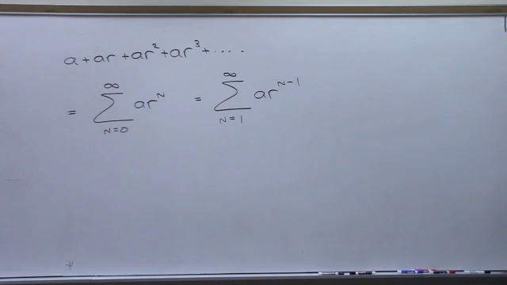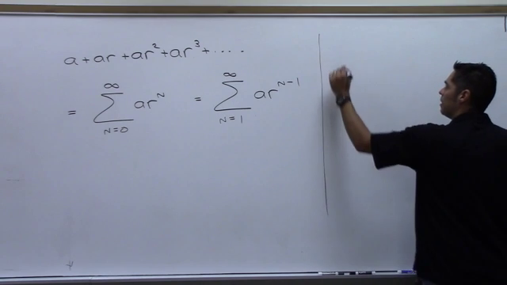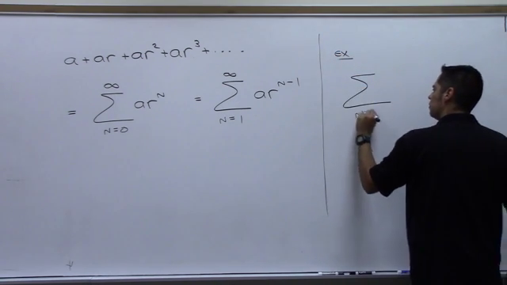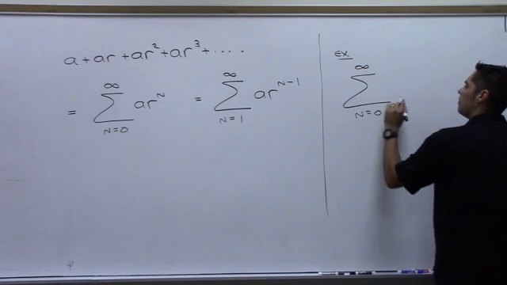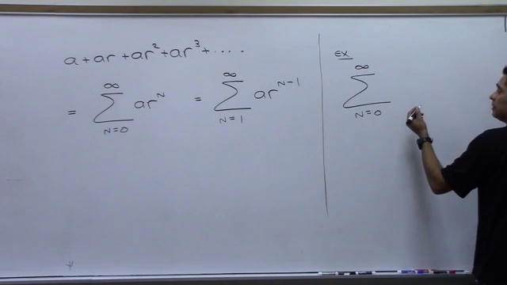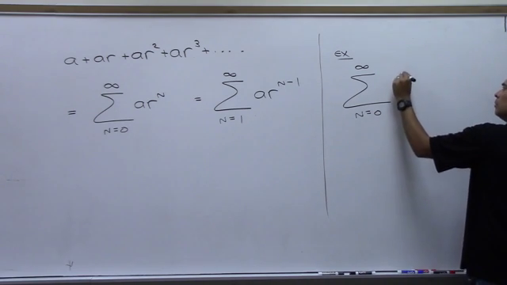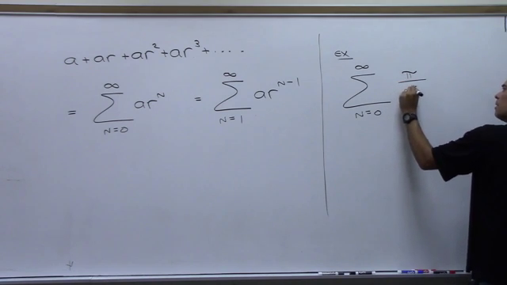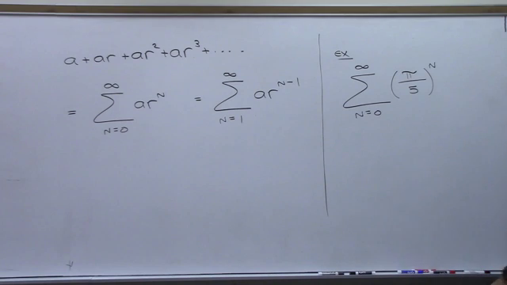Okay. So how would that come into play? Well, what if someone comes in here and gives you this, and they ask you to find what this turns into? Let me see. Pi over 5 to the n, like that.